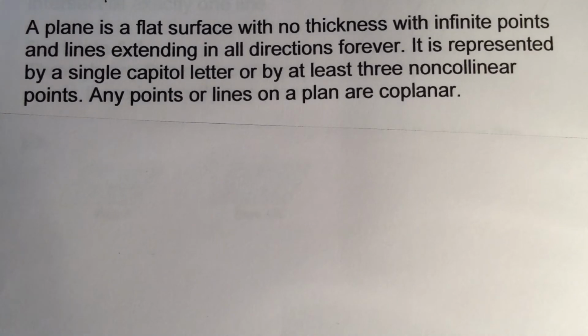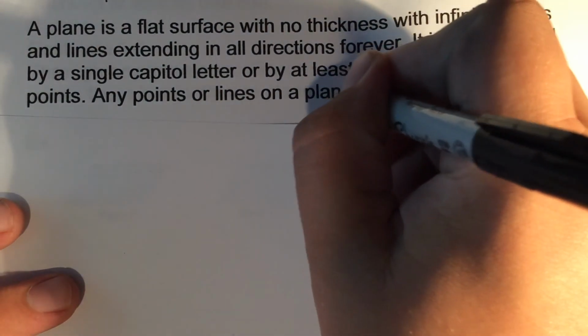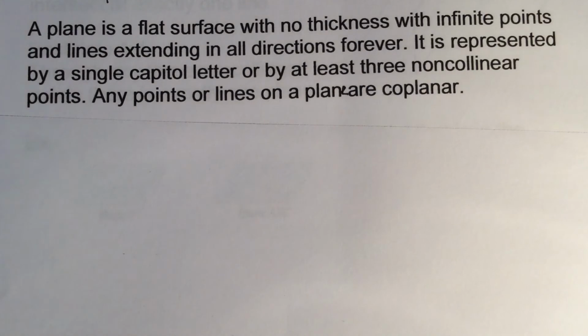So it's represented by a single capital letter or by at least 3 non-collinear points. Any points or lines on a plane are coplanar, not collinear. Collinear means same line. Coplanar means same plane.